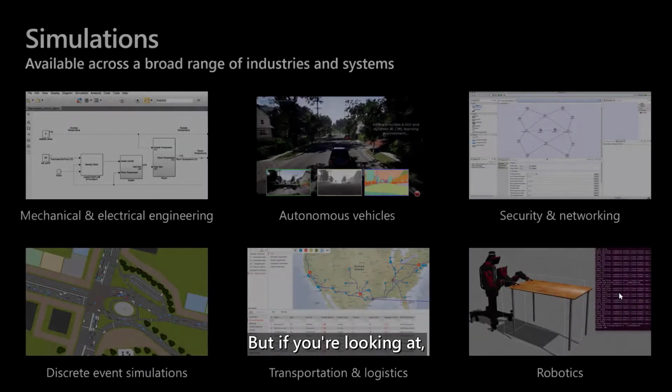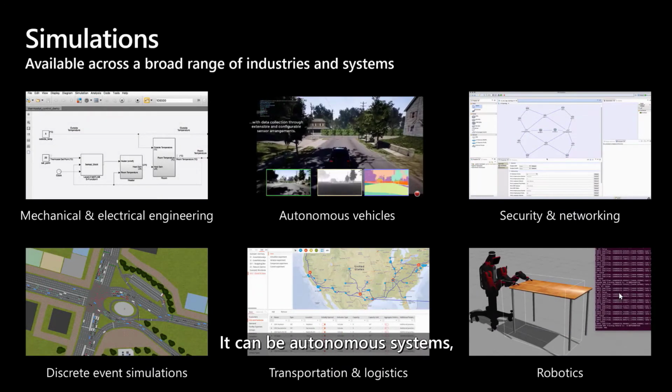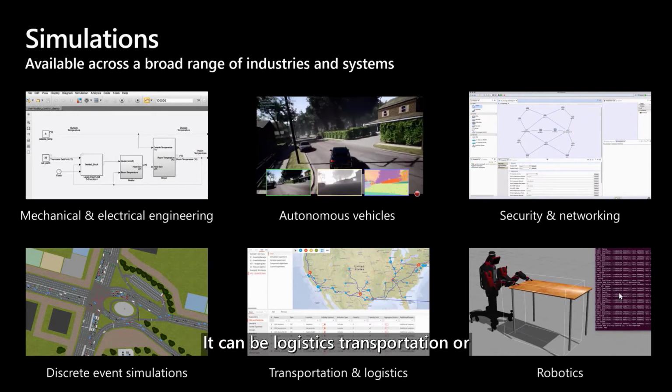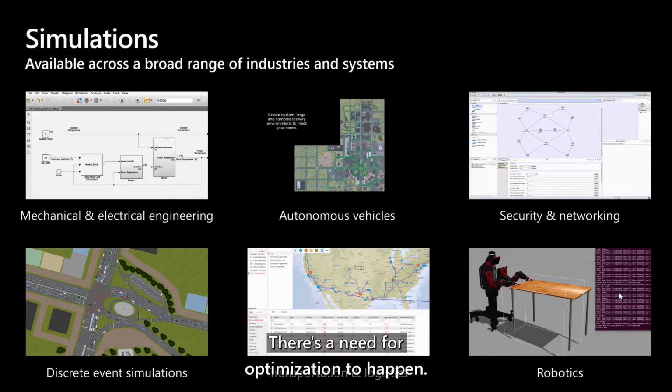But if you're looking at what are the areas where autonomy is essential, it can be autonomous systems, autonomous vehicles for that matter. It can be logistics, transportation, or any, I would say, control systems where there is a need for, let's say, calibration to happen. There's a need for optimization to happen, right? At the end of it, it's all an optimization problem.